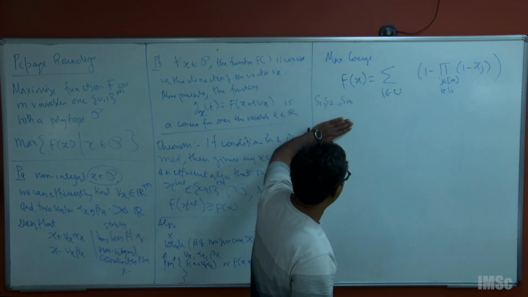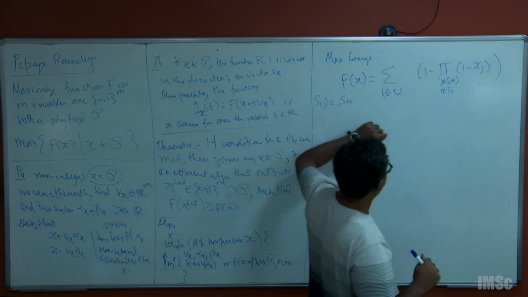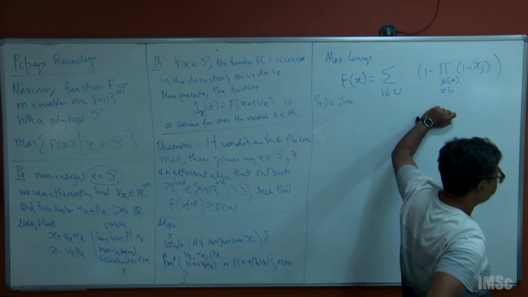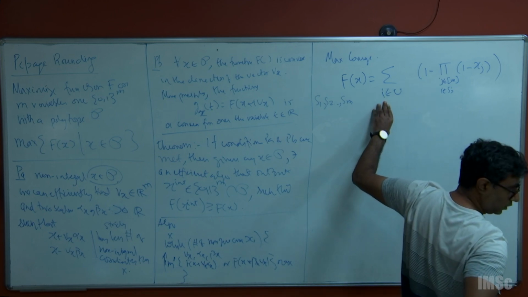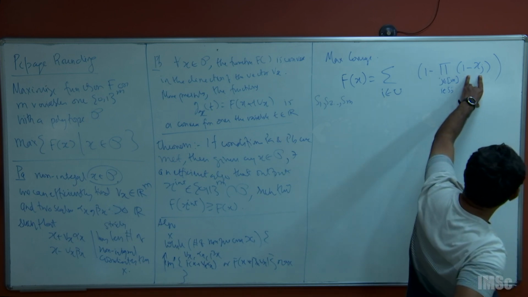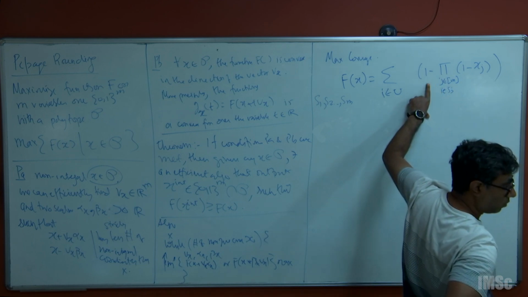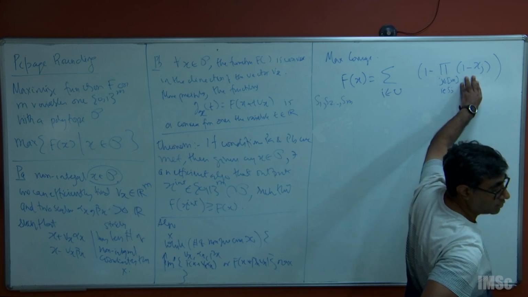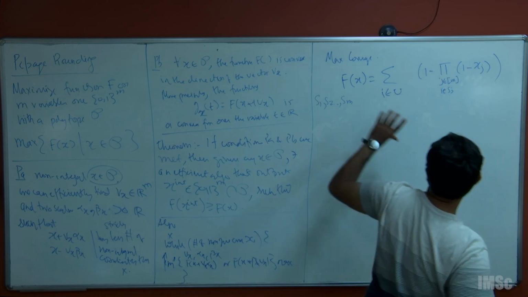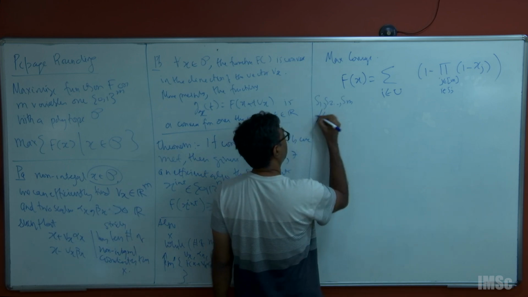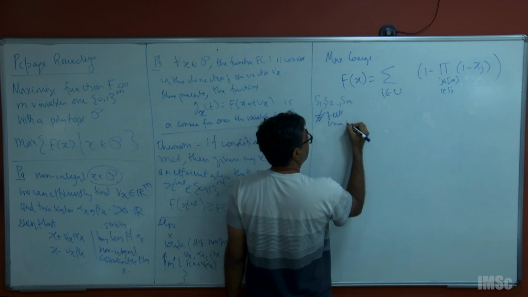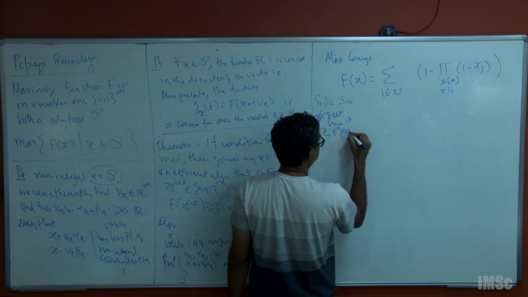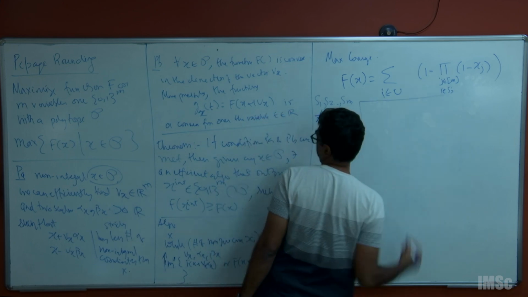Because now notice this: if an element is covered by some set, it means that term will become 0. So that will contribute 1. If no set covers it, then xj is set to 0, so this product will turn out to be 1, and 1 minus 1 is 0. So this precisely counts the number of elements covered, if these xi's are elements of 0 comma 1.